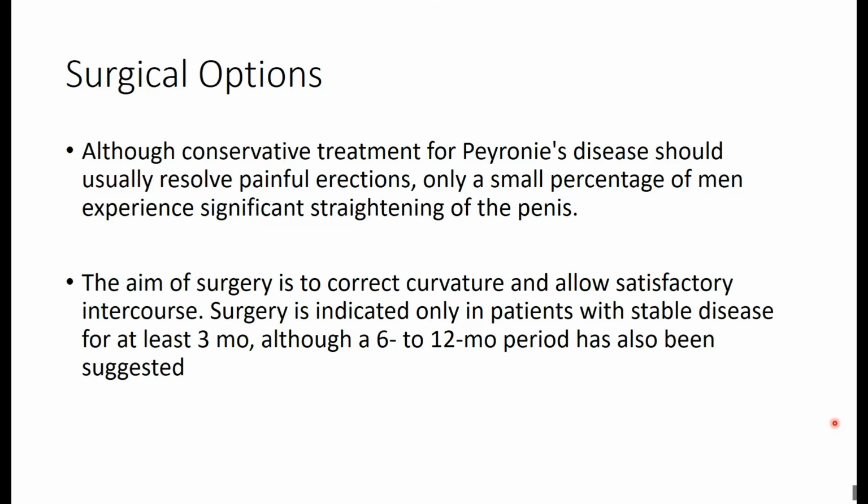Surgical options. Although conservative treatment for Peyronie's disease should usually result in full erections, only a small percentage of men experience significant straightening of the penis. So the aim of surgery is to correct curvature and allow satisfactory intercourse. Surgery is indicated only in patients with stable disease for at least 3 months, although a 6 to 12-month period has also been suggested.